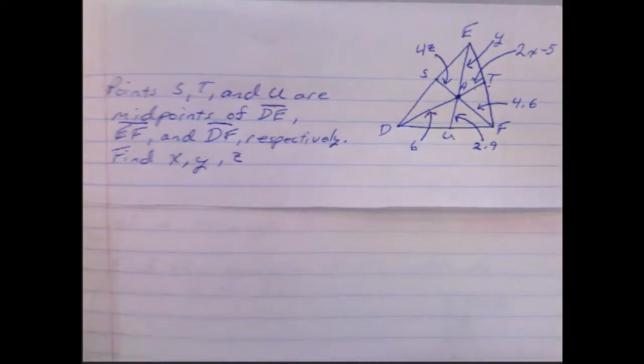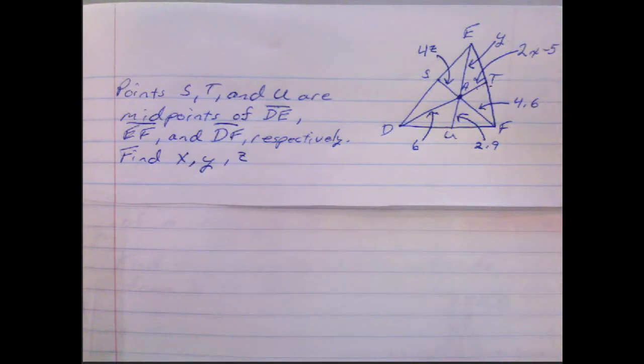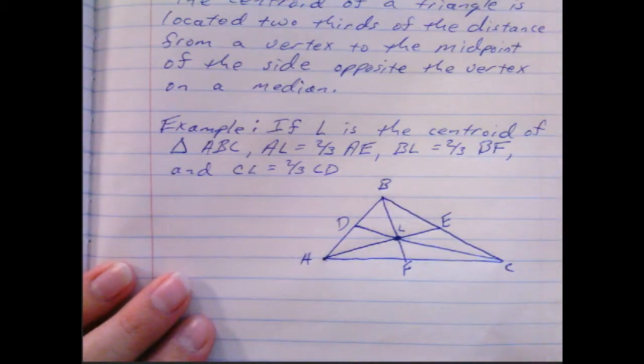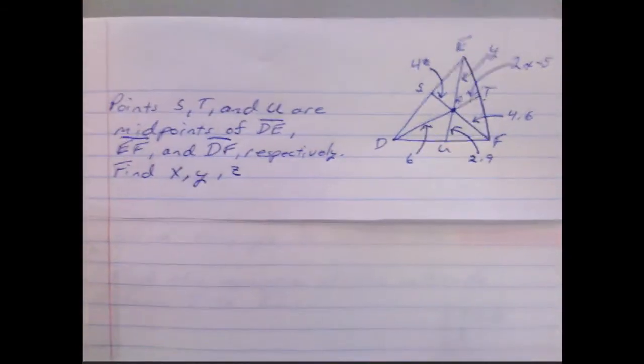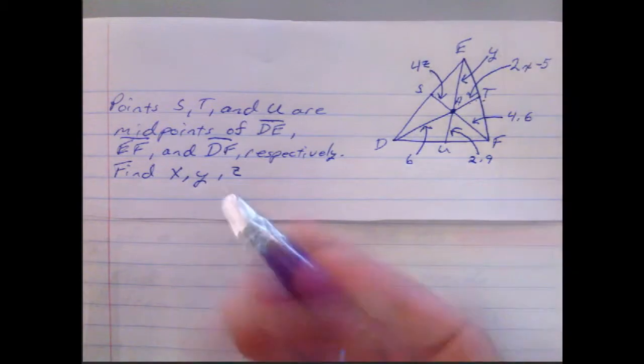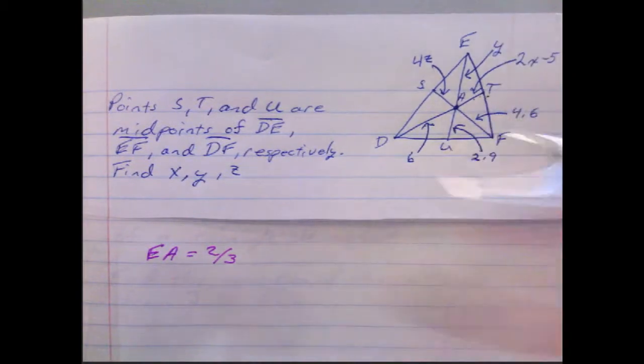Okay, so here's our information. We have points S, T, and U that are midpoints of DE, EF, and DF. Then we're going to find X, Y, and Z. Let's start out with EU. If we look back at what it said, it's telling us this longer side equals 2/3 of the whole thing. So let's apply that over here. For EU, the longer piece is EA. So EA equals 2/3 of EU.